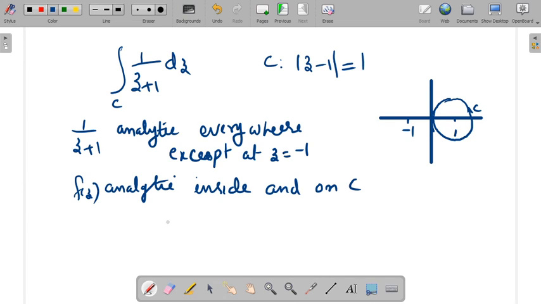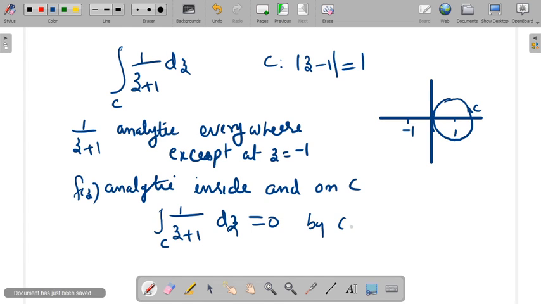Since it is analytic inside and on C, we can apply Cauchy's integral theorem. Therefore integral of 1/z+1 dz will be equal to 0. C is a simple closed curve, so integral over C 1/z+1 dz equal to 0 by Cauchy's integral theorem.